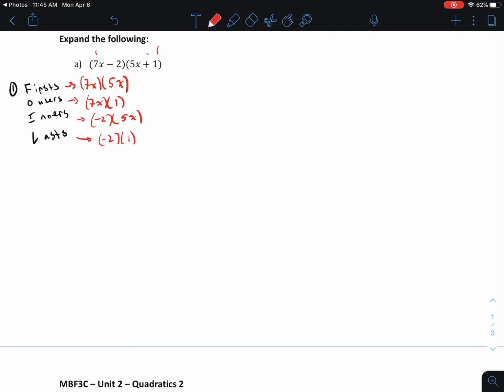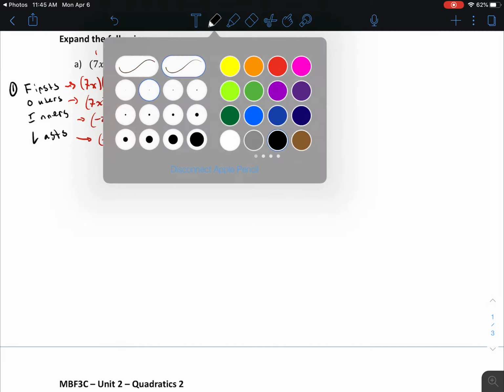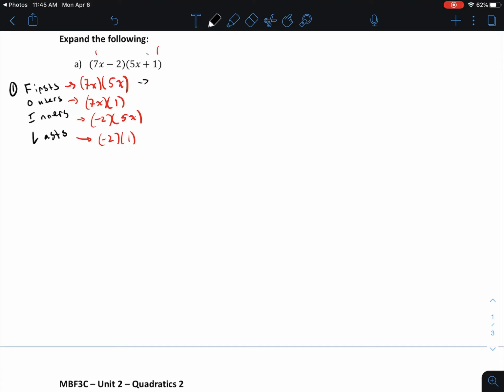And all you're going to do here now is just type these into your calculator and multiply them, or just do them in your head, right? So for this one, 7x times 5x is going to be 35x squared. 7x times 1 is going to be 7x. -2 times 5x is going to be -10x. -2 times 1 is -2.